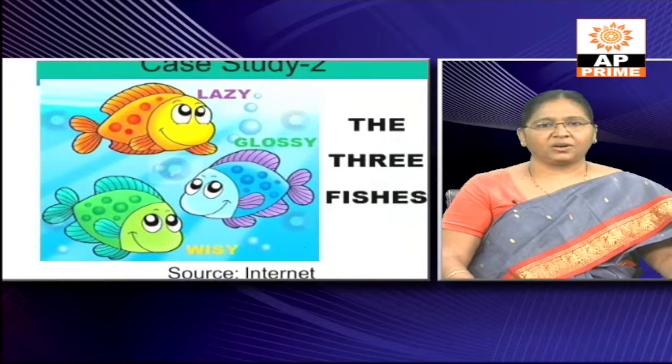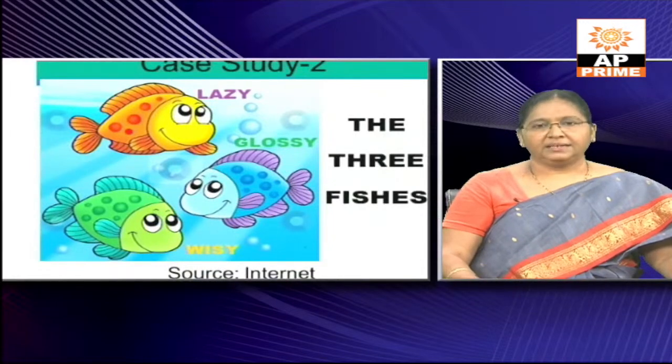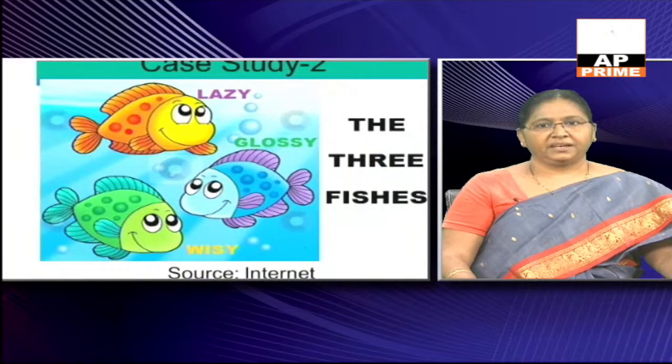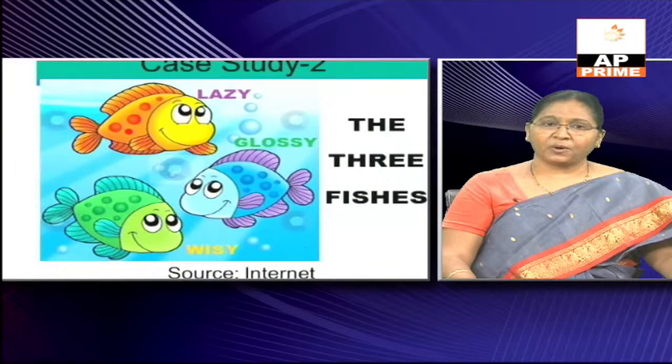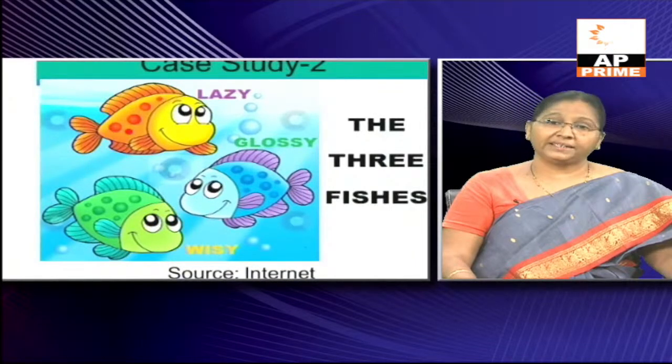3 fishes are friends living in a pond or in a lake. So whatever you can feel it. So what happened? Wisey fish all the time takes wise decisions, whereas glossy fish takes decisions at the spur of the moment. It has the capacity to respond at the given time. But lazy, you know the meaning. Lazy is lazy. It can never take any decision. It feels very lazy to take decisions also.